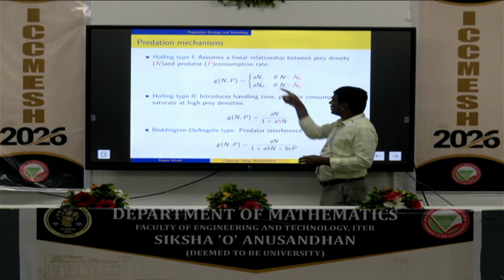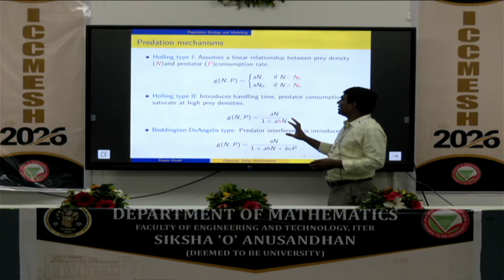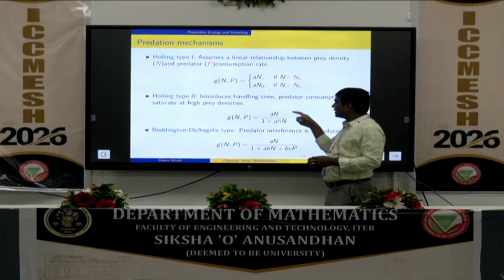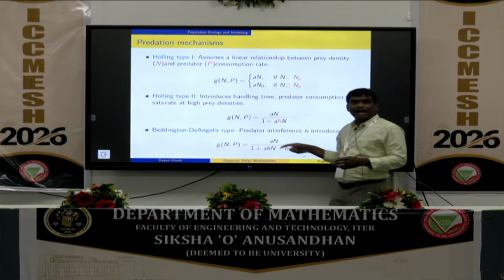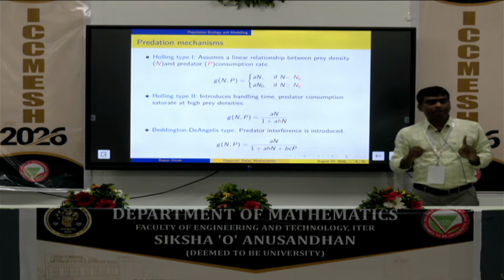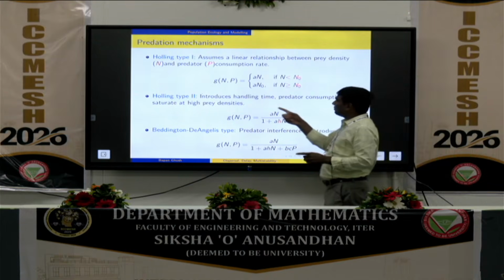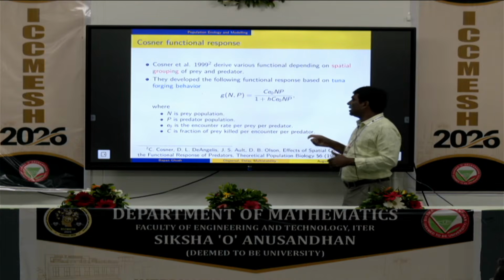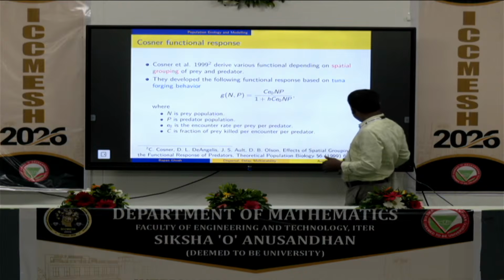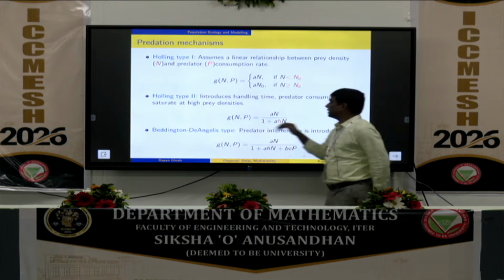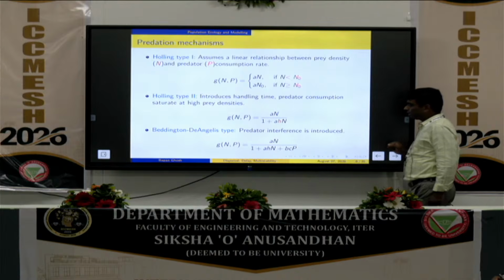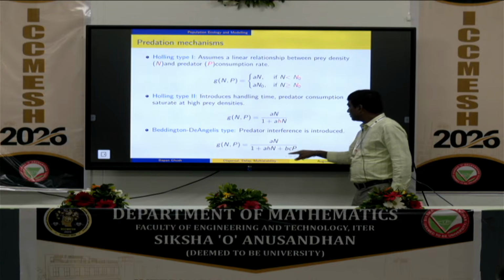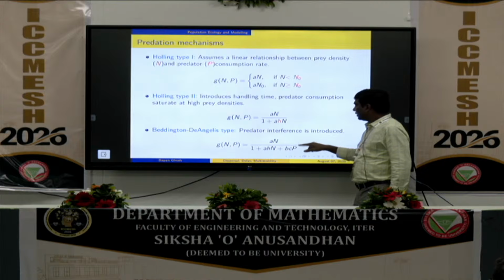But in both of these cases, you can see that there is no involvement of the predator in the functional response. This is the per capita consumption rate by one predator, that is, the number of prey consumed by one predator per unit time. But you can have other types of functional response. This is called the Beddington-DeAngelis functional response, around 1975. Here the predator density is also incorporated in this form.